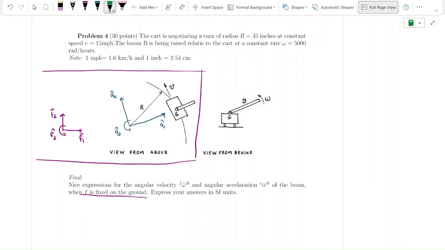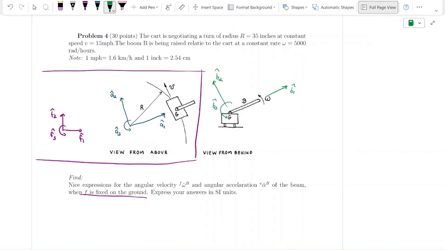Then I want to create a frame for the boom, which is fixed in the boom. So there's a vector that's along the boom this way. So this is the B1 hat vector. This is the B2 hat vector. And then B3 hat comes out of the page.